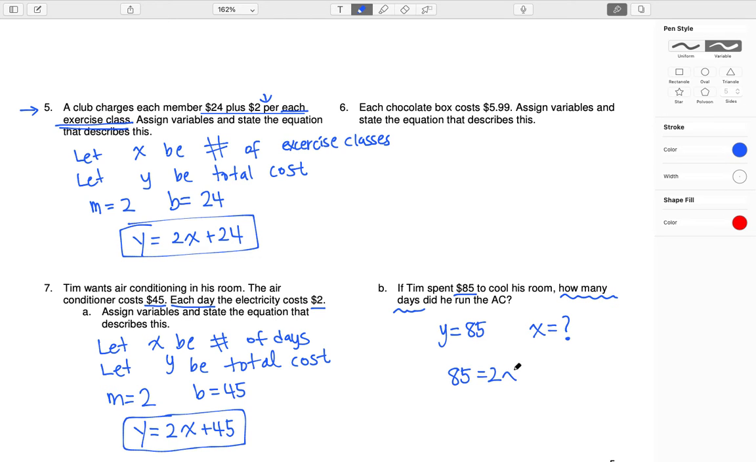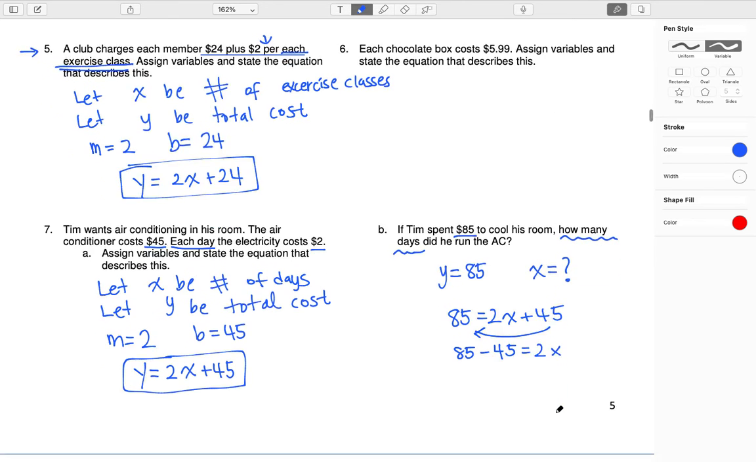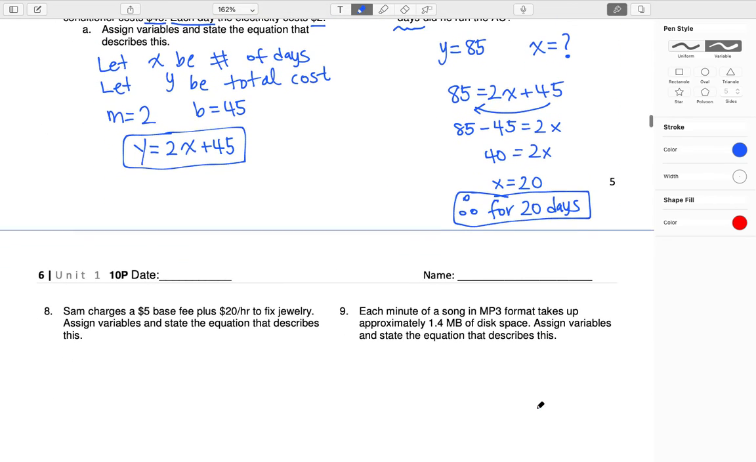So what we need to do is plug in 85 for Y. 85 equals 2x plus 45. I'm going to move 45 to the other side. So it's 85 minus 45 equals 2x. And 85 minus 45 is 40, so 40 equals 2x. Therefore, X is equal to 20. So what does that mean? He ran the AC for 20 days, and that cost him $85. Okay, so it involves the same pattern of word problems.